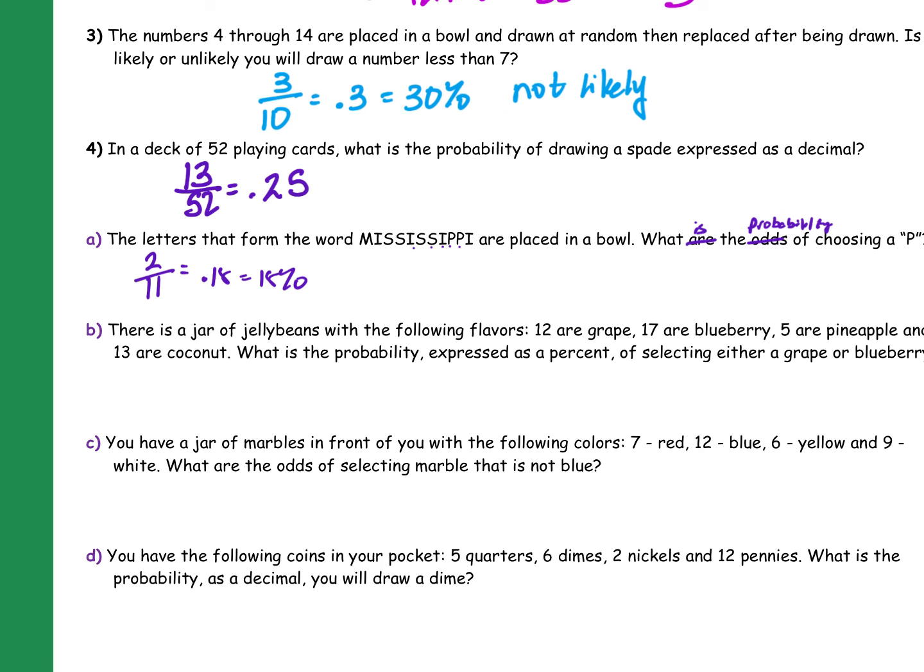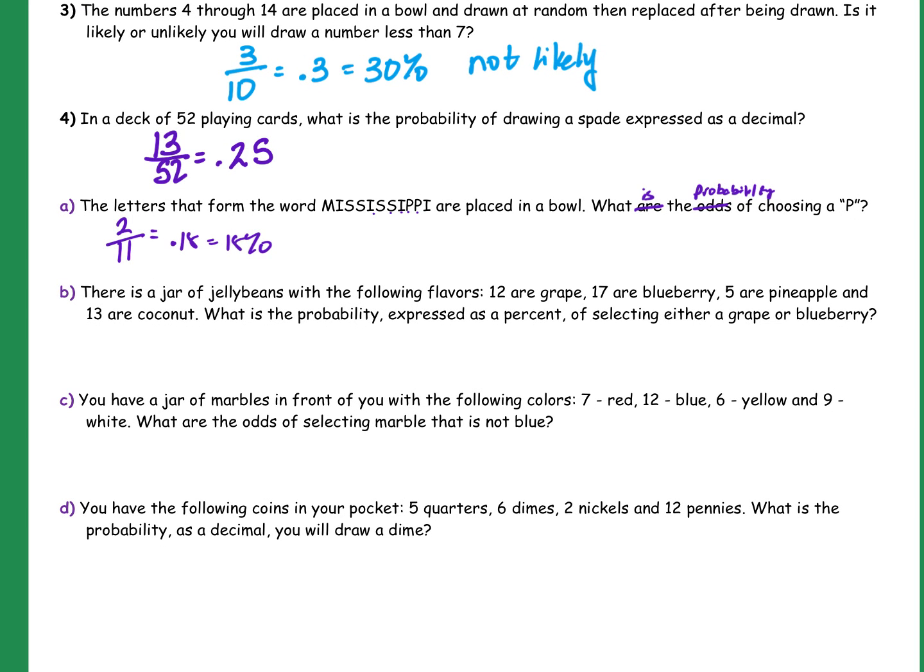So the jelly beans in the jar, how many total jelly beans are in the jar? Did you add them all together? I almost did. 12 and 17 and 5 and 13. It's 47 jelly beans. How many of those jelly beans are grape or blueberry? Grape is 12 and blueberry 17. So how many is that? That would be 29. 29 out of 47.